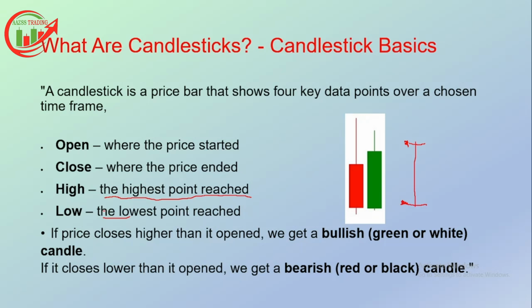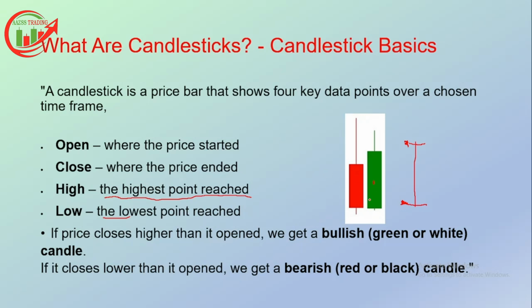If price closes higher than its open, we call it a bullish candle, bullish or green or white. Most charts let you adjust the settings as you want, but usually it is green. You can see there's a green candle here and a red candle here. This green candle is a bullish candle. This red candle is a bearish candle, because it closes lower than its open.